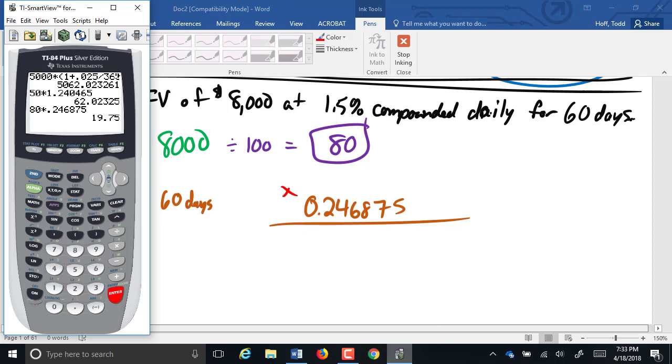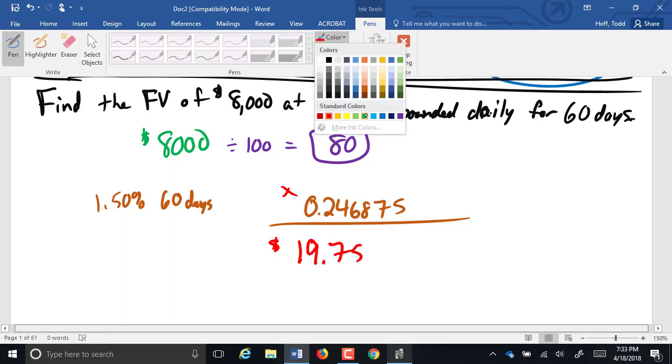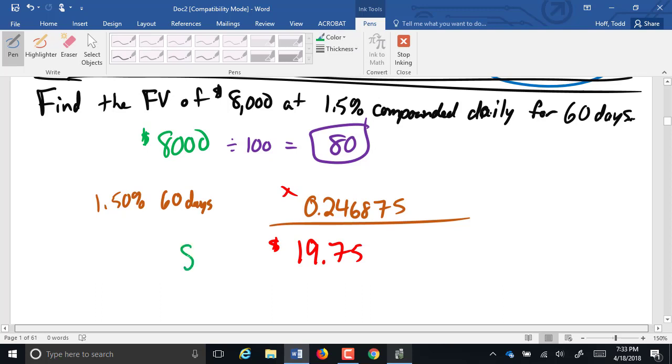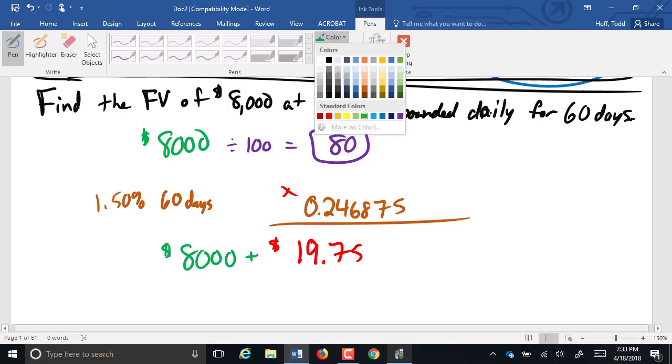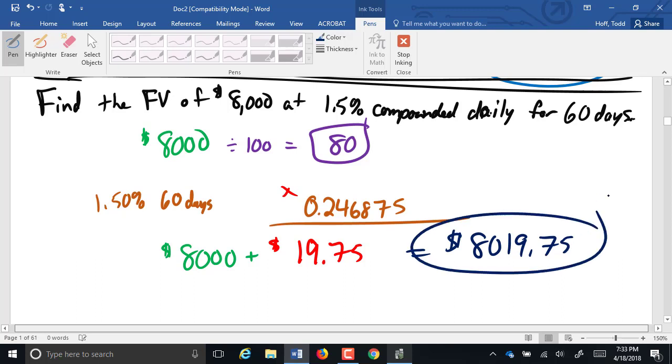Get interest of $19.75. We add that to the original $8,000 principal to get $8,019.75. If you use the formula, what'd you come up with? Same thing? Perfect.